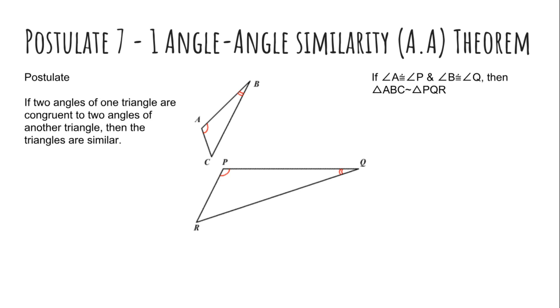Let's begin with our first postulate today, the angle-angle similarity theorem. Remember that all triangles add up to 180 degrees, and if two angles of one are congruent to two angles of another, then the third angles are automatically congruent. So our postulate today says, if two angles of one triangle are congruent to two angles of another triangle, then the triangles are similar. If angle A is congruent to angle P and angle B is congruent to angle Q, then triangle ABC is similar to triangle PQR, the angle-angle similarity.